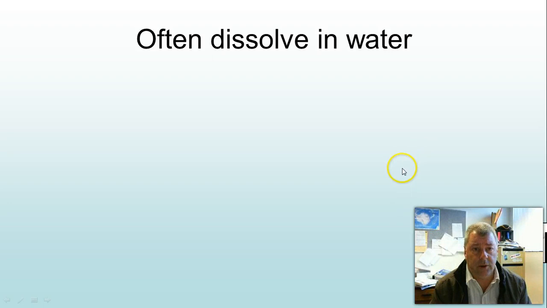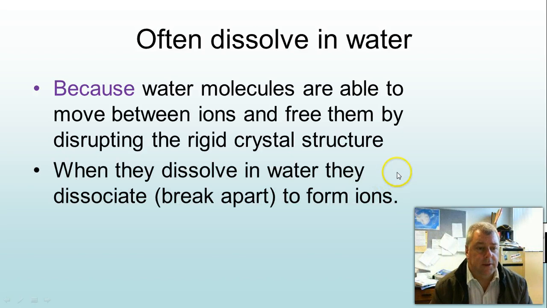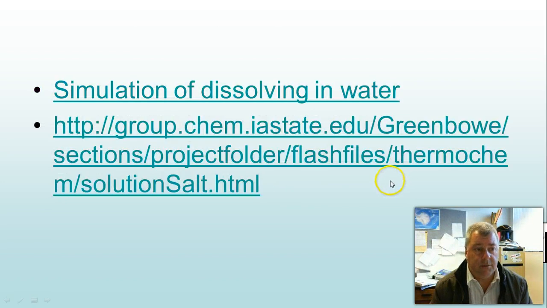They often dissolve in water. Now the water molecules can move between the positive and negative ions in the lattice and free them up, and we'll show a little animation to show you that. When they dissolve in water, they dissociate and break apart to form ions that are free to move.